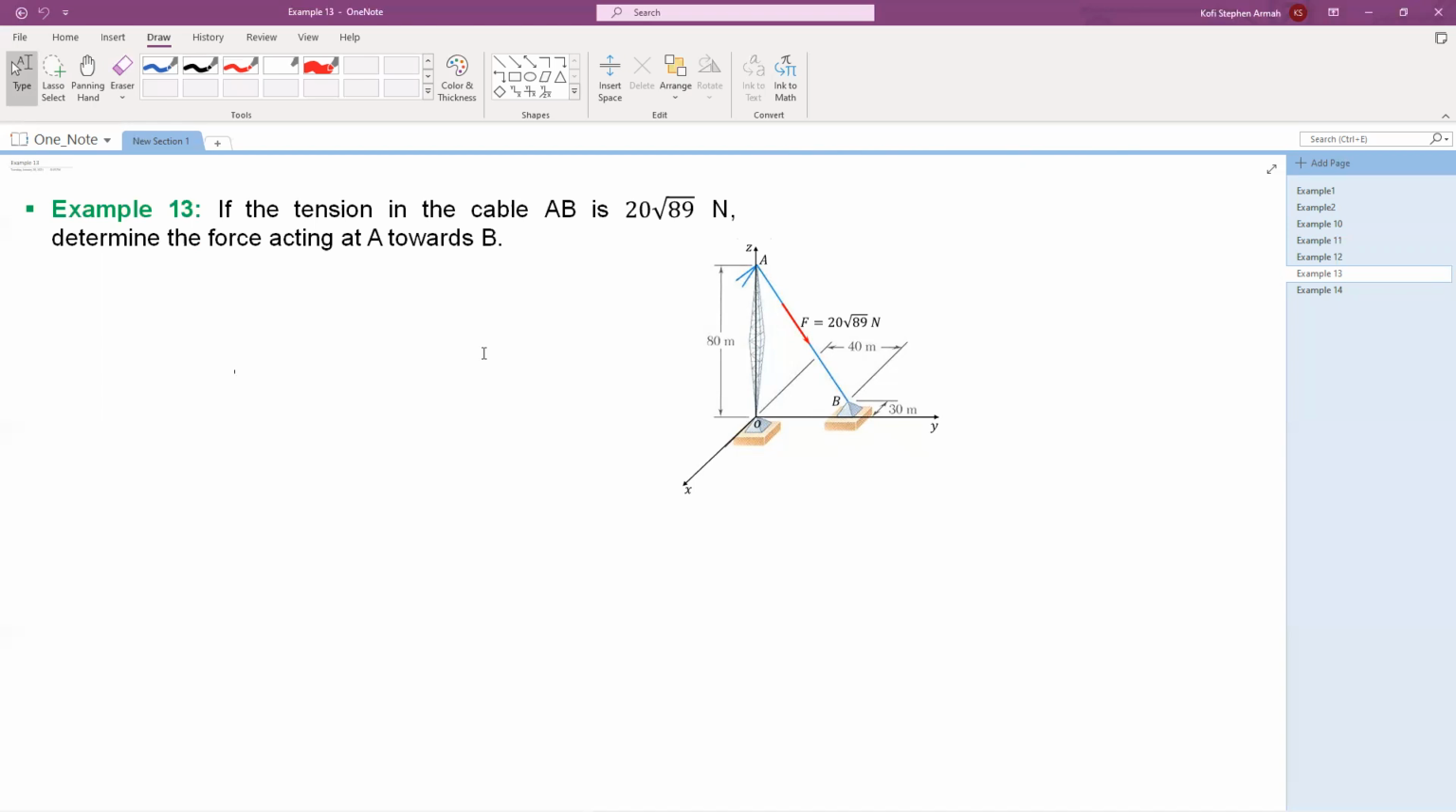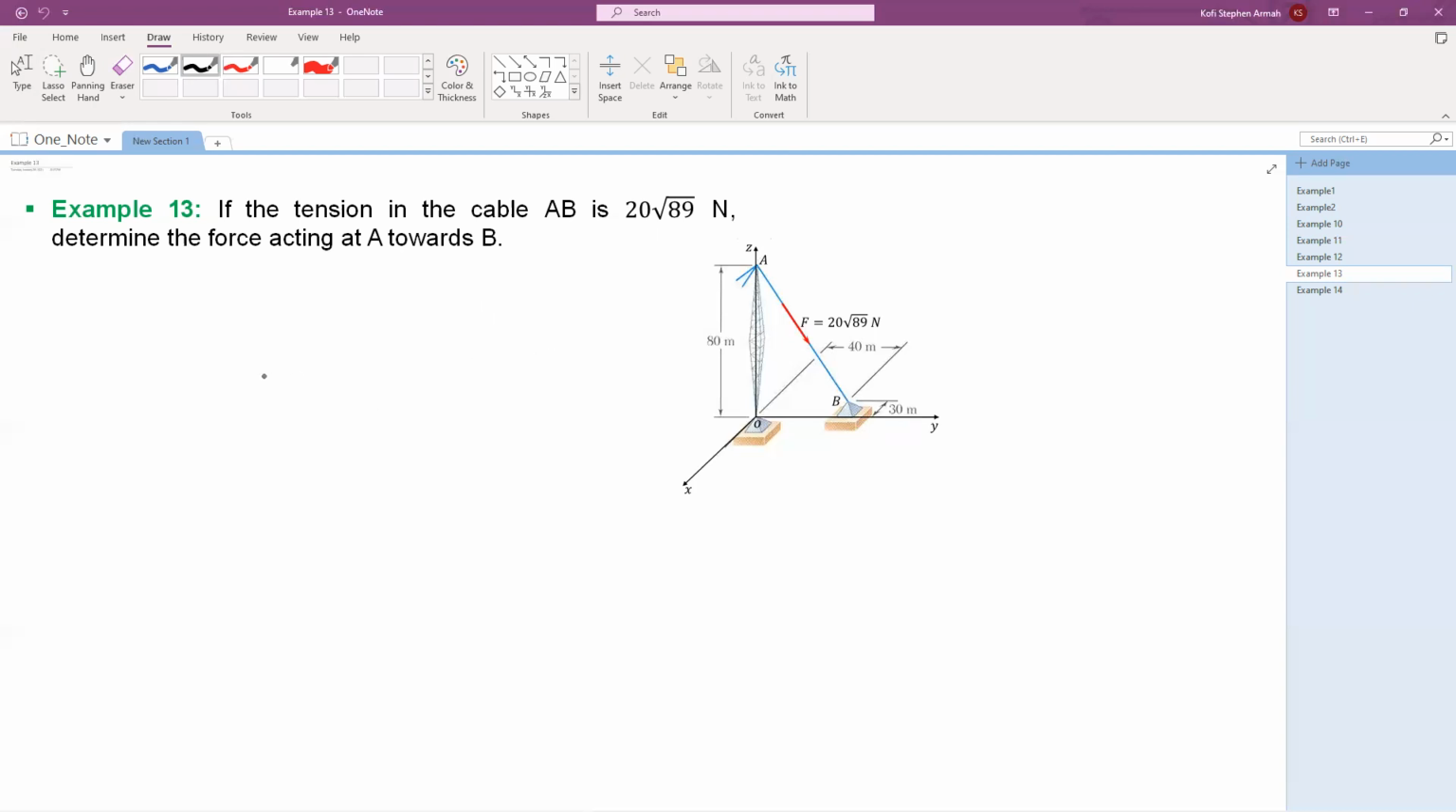So we know the displacement AB. This is actually not AB, this is the tension. So the tension is the force. There's a tension in the cable. The one I computed was the displacement. Determine the force acting at A towards B. In other words, this is the magnitude, and we want the force in IJK form.